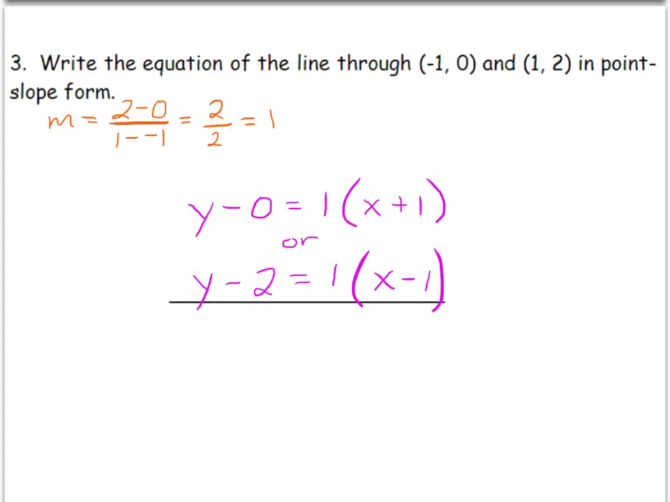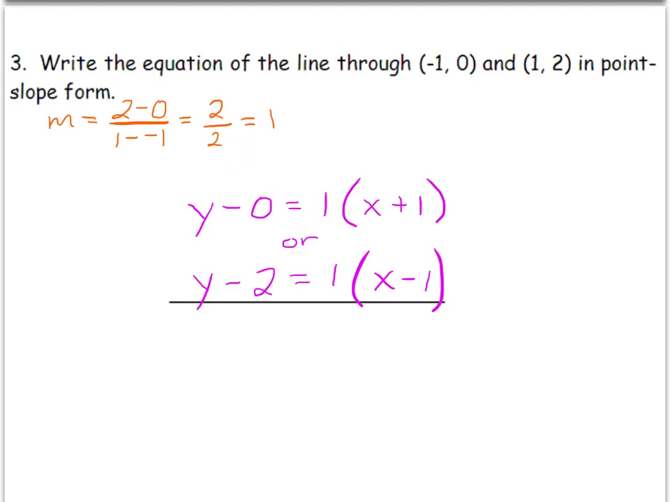Alright, so taking a look at this problem, hopefully you realized if you're writing it in point-slope form, you need two things. You need a point, and you need a slope. So if I know that I've got 2 points here, I've already qualified the point part. I don't have to worry about that. The slope is the issue. So the first thing you needed to do was actually find out what the slope between those 2 points was. So I figured it out, and I ended up getting a 1.